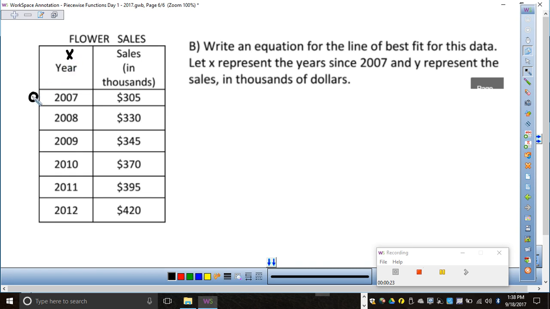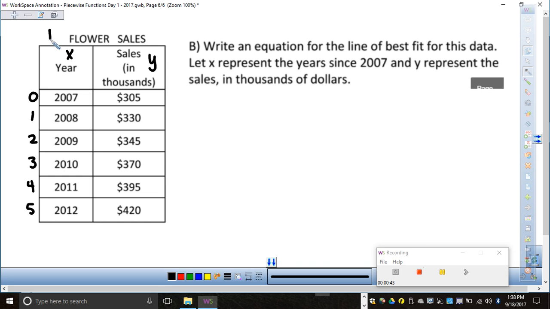So we're going to say when X is equal to 0, that's our starting year, 2007. When X is equal to 1, it's 2008, and so on. So notice how the years are increasing by 1. So our converted X values can also increase by 1. The Y values over here are our sales in thousands.